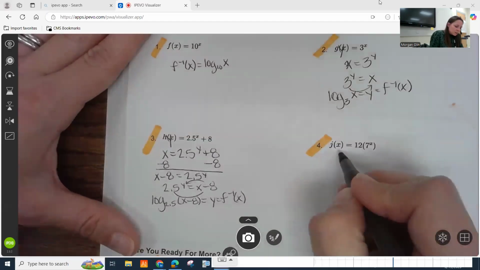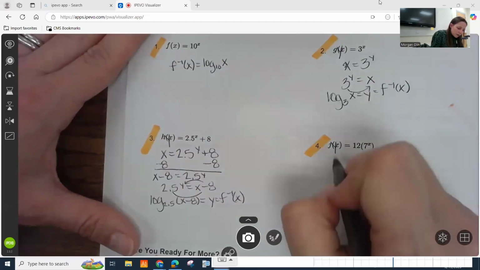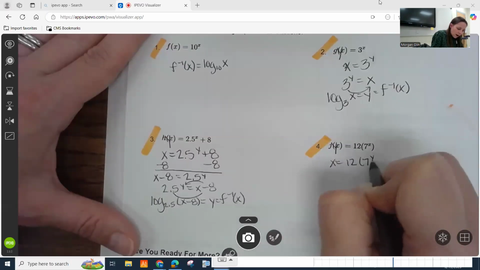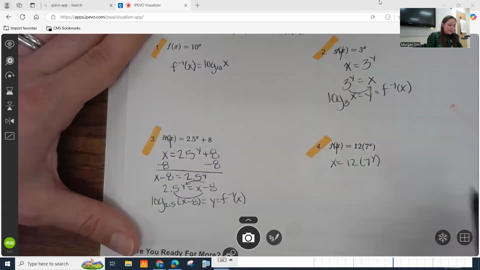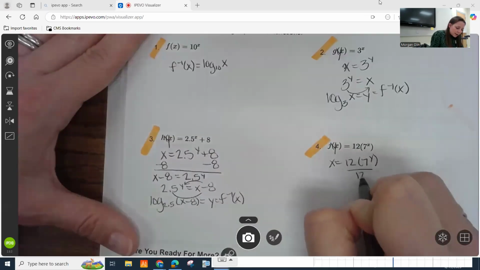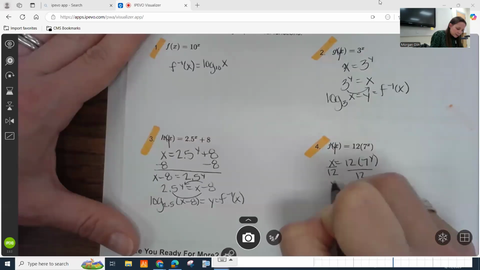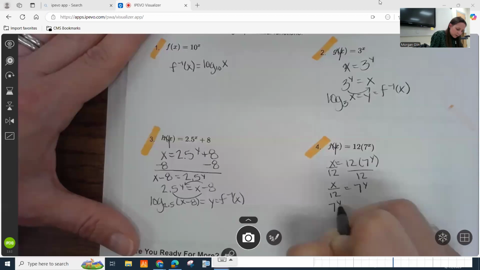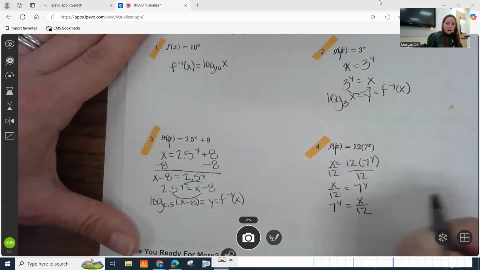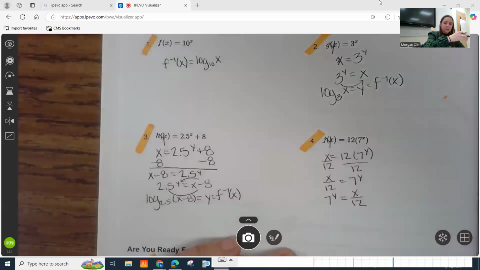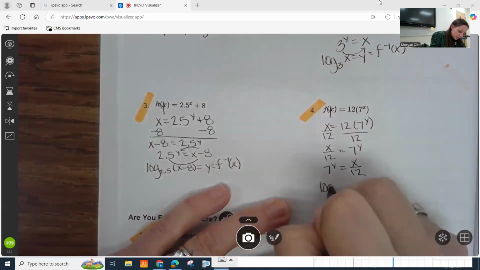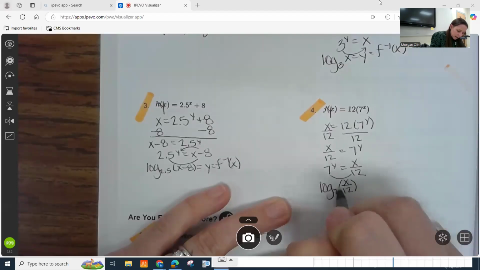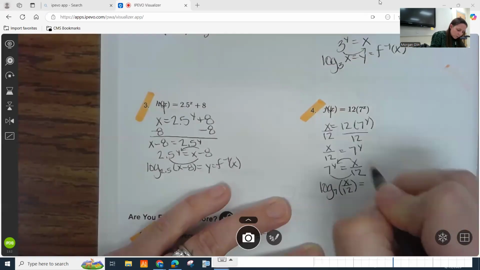Okay? So we're going to do the same thing. All right, this is y. So switch my x and y's. X equals 12 times 7 to the y. Now you got to get 7 to the y by itself. So I'm going to divide by 12. So x divided by 12 equals 7 to the y. Now put the exponent spot on the left-hand side. So now when I write this, log, start at 7, that's my subscript. Then you put x over 12 right beside here. We can put that in parentheses if we want, equals the exponent of y.